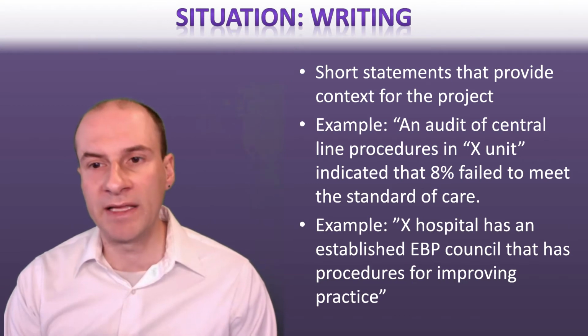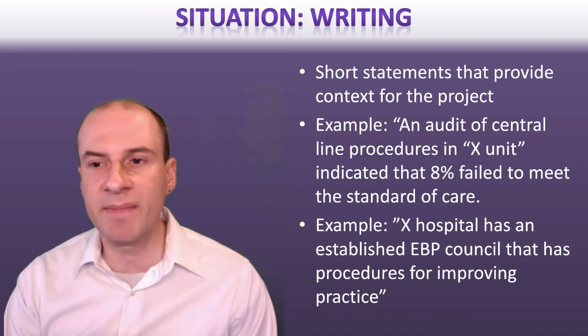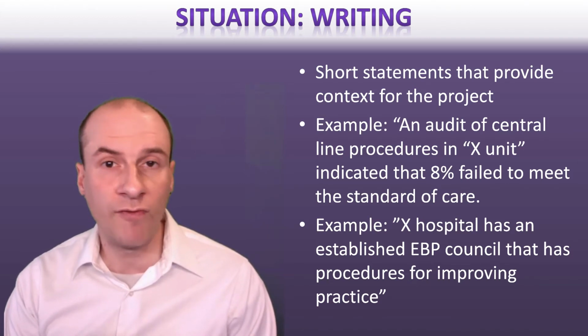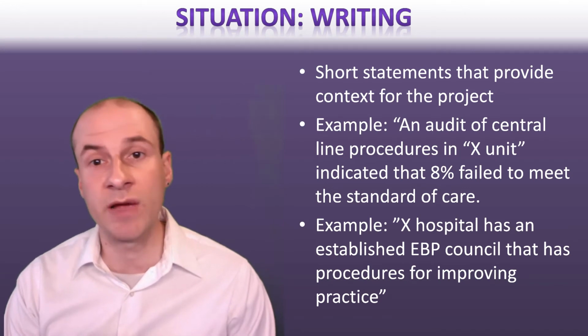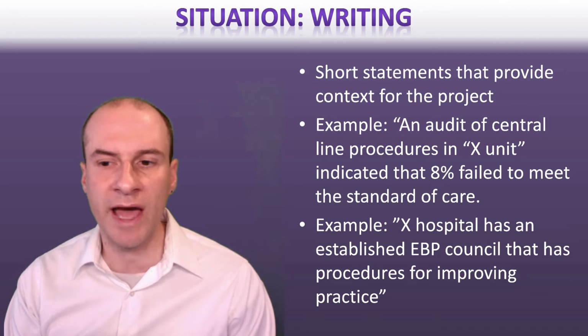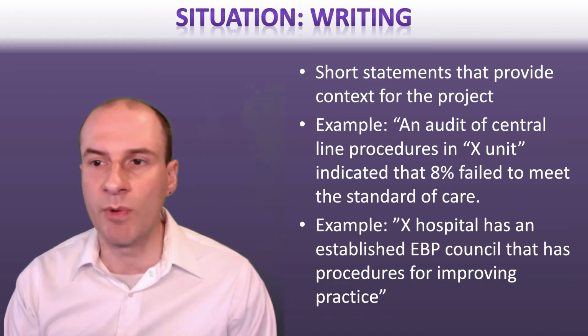So how do you write about a situation? Here are a few examples, but you're mainly looking at short statements that provide context about the project that will be useful for someone who's reading this and trying to understand what you're doing. I have a couple of examples there that you can look at, the type of thing that someone might put in.